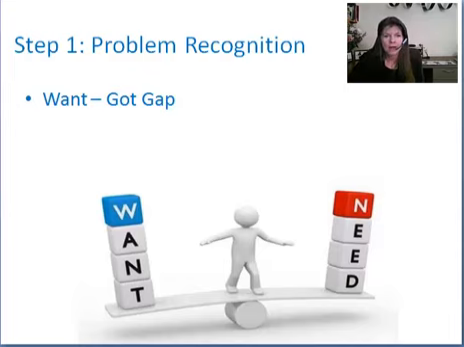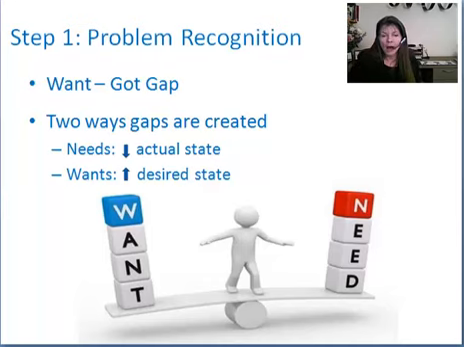Okay? Want-got gap. So how are gaps created? Well, there are two ways they can be created: through needs and wants. And it's important here to understand the difference between the two. So needs come through a decrease in your actual state. So you get hungry, a change in your actual state. Or you have your first child and realize you do not have adequate life insurance, a change in your actual state. Needs are harder for marketers to create.